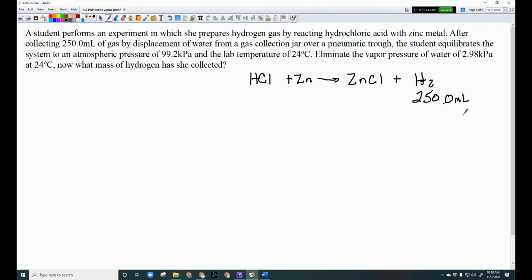All right, so what does that mean? That means that we have a jar. I'm just going to draw this real rough. That's submerged in water right here. And then we have this tube that comes out like this, that's connected to a reaction flask like this. So the hydrochloric acid and the zinc are put in here and mixed, and there's a rubber stopper in this. And as these react, it releases this gas.